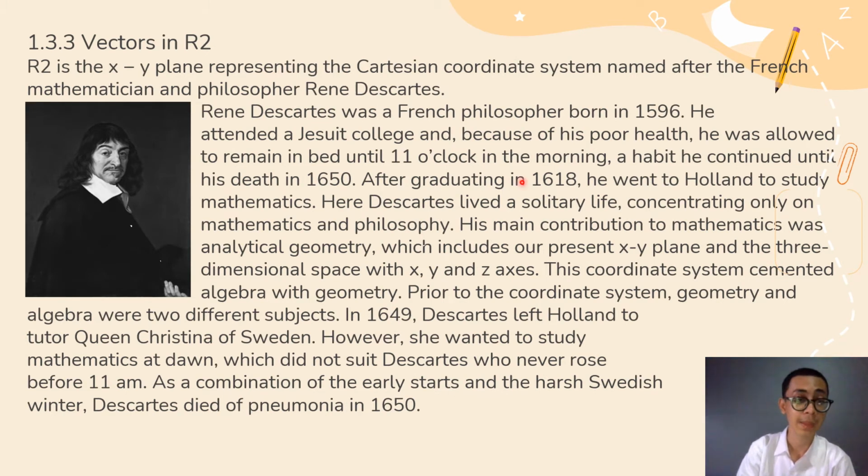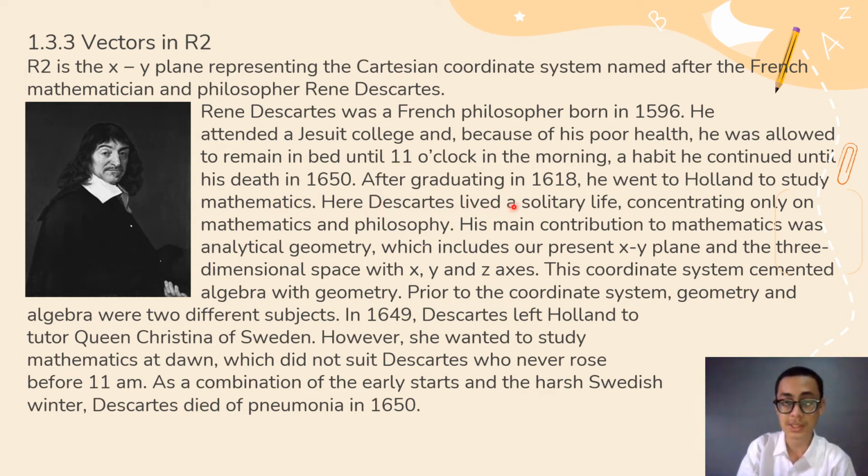Next, 1.3.3 Vectors in R cubed. R cubed is in the x-y plane, representing the Cartesian coordinate system named after the French mathematician and philosopher René Descartes. René Descartes was a French philosopher born in 1596. He attended a Jesuit college, and because of his poor health, he was allowed to remain in bed until 11 o'clock in the morning, a habit he continued until his death in 1650.